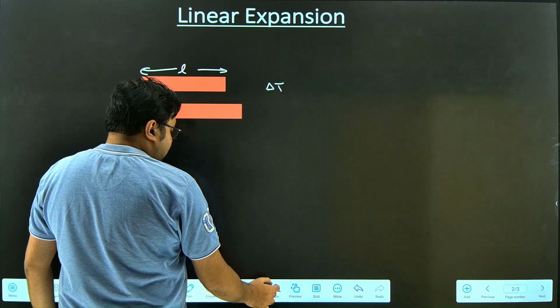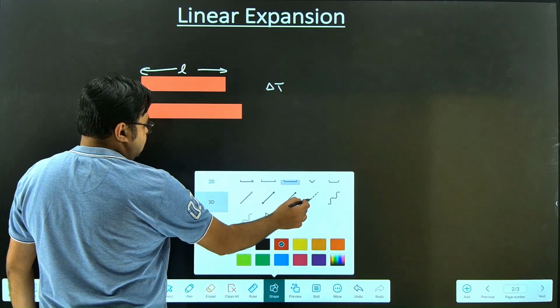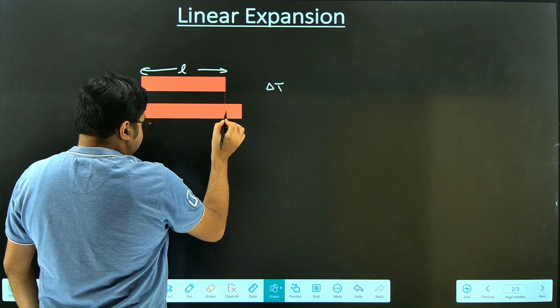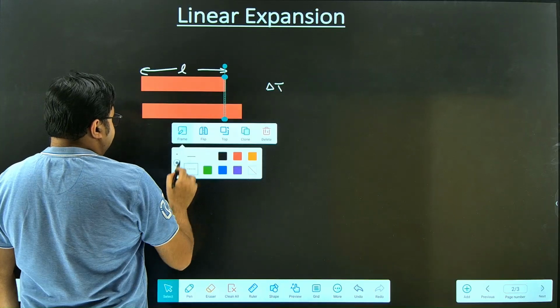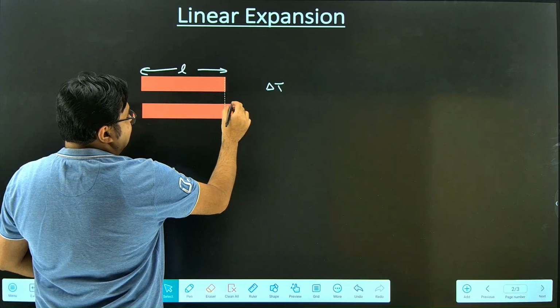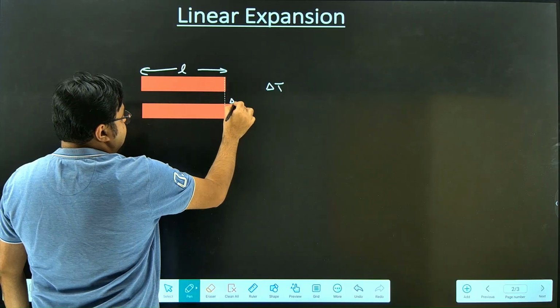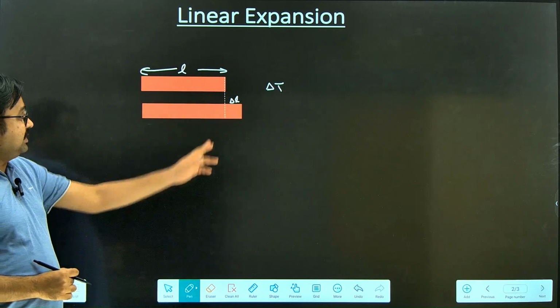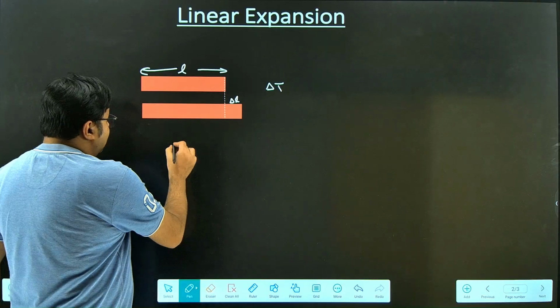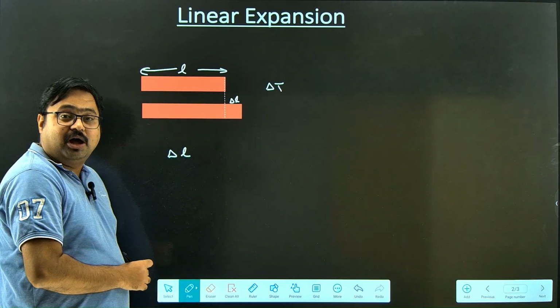If you ask me, CRS, how much has the length increased? Before it was only this much, right? It was only this much. That was the length, but now it has increased by an amount delta L. That's the amount of increase that you see. Question is, what are the factors on which this delta L depends?